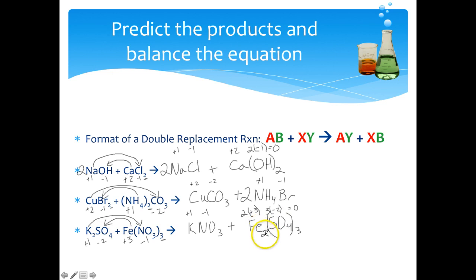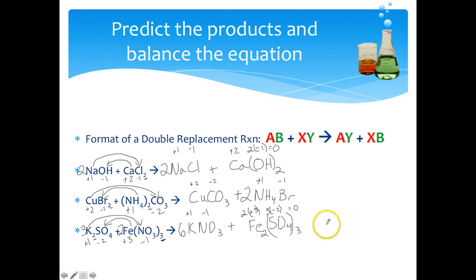Fe2, I have 2 of them here. I only have 1 here. So put 2 there. That gives me 2 times the 3 be 6 nitrates. Only 1 over here. So gotta put a 6 there. That gives me 6 potassiums. There's 2 here to begin with. So 2 times what gives me 6? That's 3. Put the 3 there. That gives me 3 sulfates, but I got 3 sulfates there. Done.